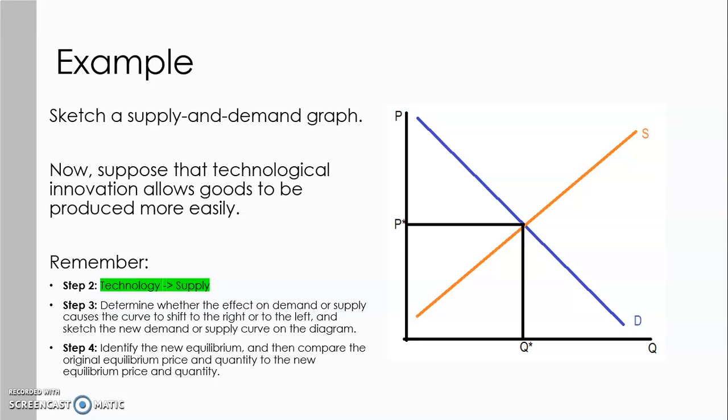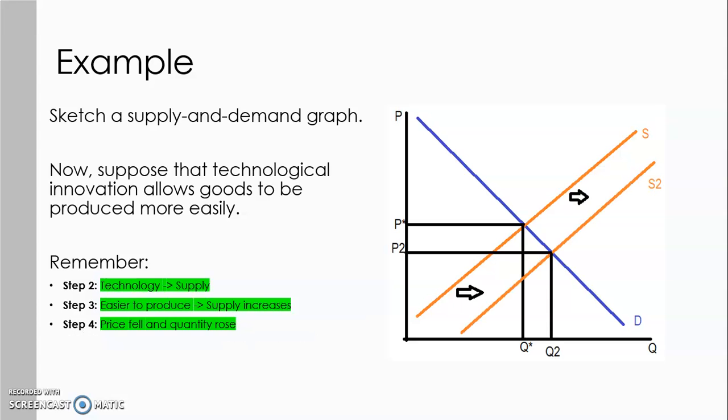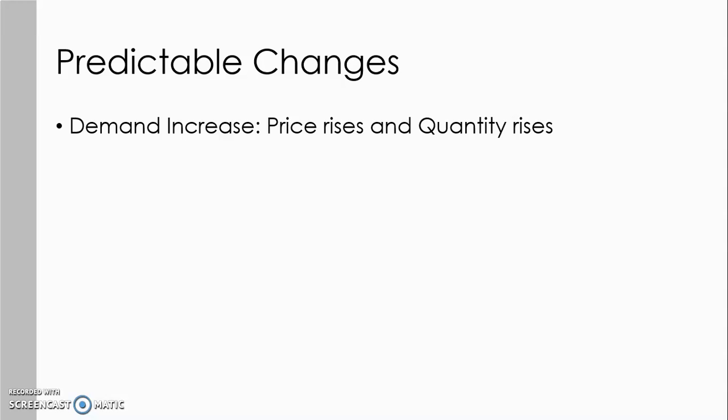Then, determine whether it's going to cause a shift to the left or to the right. Well, making it easier to produce goods means we're going to see that curve shift to the right. At every price, we can produce more goods and make the same profit. Now, we're going to identify the new equilibrium. We're going to see that our new price has fallen, but our quantity rose. Interesting.